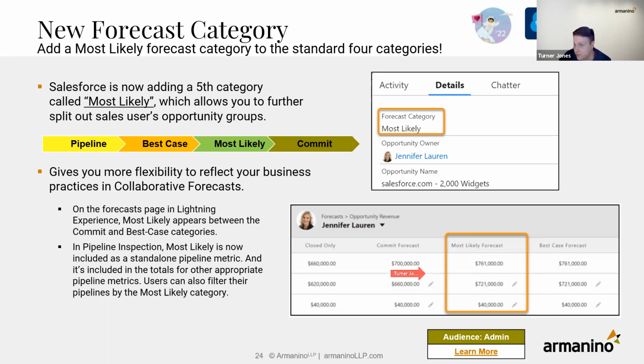So this is going to allow you to use a new category in your forecasting model, and really reflect your business practices in collaborative forecasting better. You can't add your own forecast categories. It's one of the few things in Salesforce that is not as customizable as some would like. But it is now included in your standalone pipeline metrics, and it gives you that roll-up information on the pipeline inspection that we just went over.